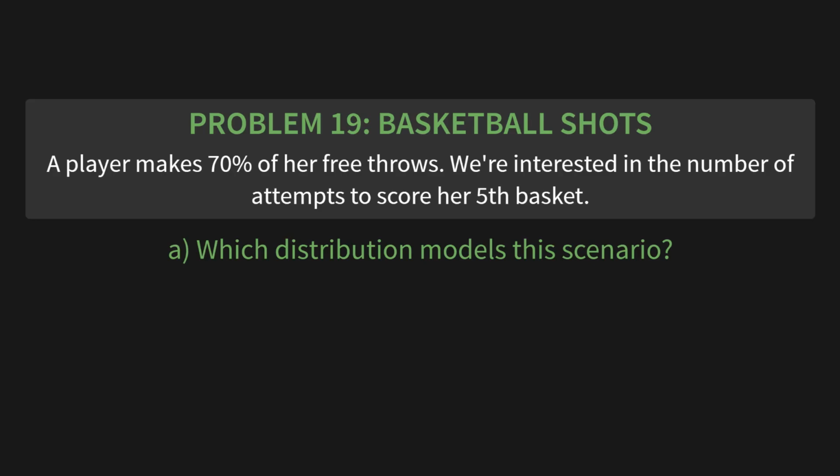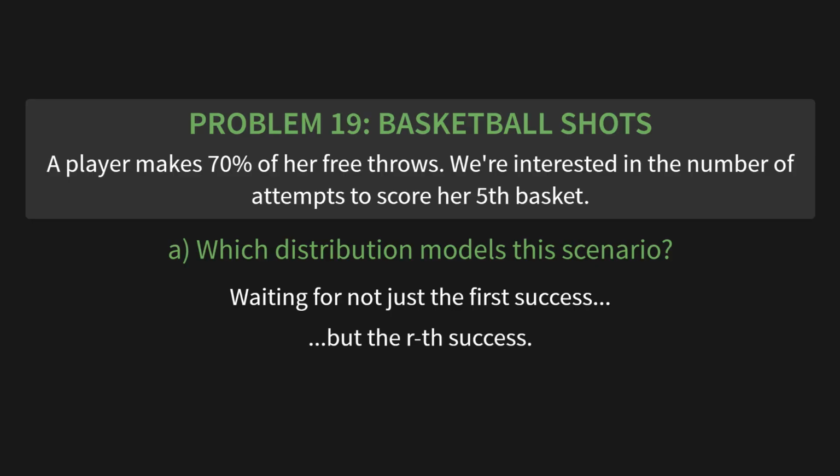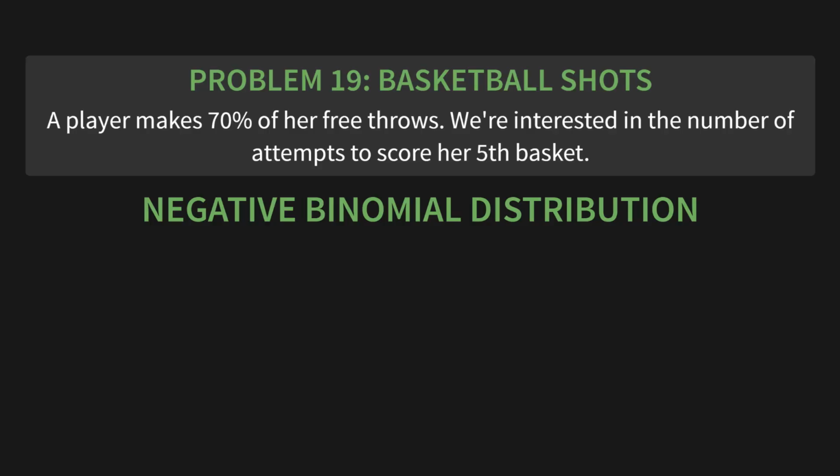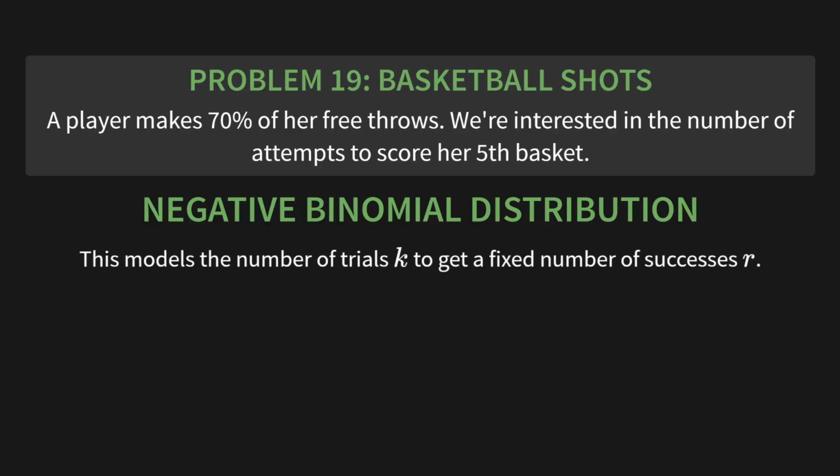Problem 19. Basketball shots. A player makes 70% of her free throws. We're interested in the number of attempts to score her 5th basket. Part A. Which distribution models this? Notice we're not waiting for the first success anymore. We're waiting for the rth success. This is a job for the negative binomial distribution. It's the perfect tool for modeling the number of trials, k, to get a fixed number of successes, r.